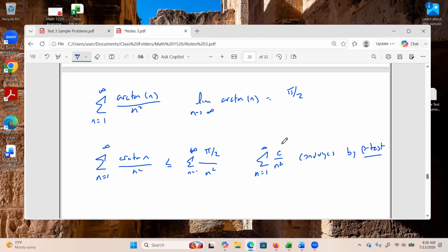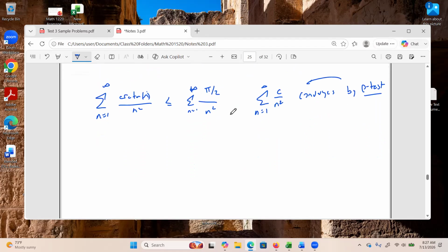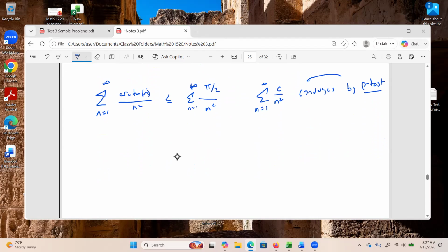So since this arctan of n over n squared must be smaller than something that does converge, and we know it does converge because of the p-test, we're able to say that the sum from n equals 1 to infinity of arctan of n over n squared converges by comparison to the p-test. And that's pretty much all there is to that.